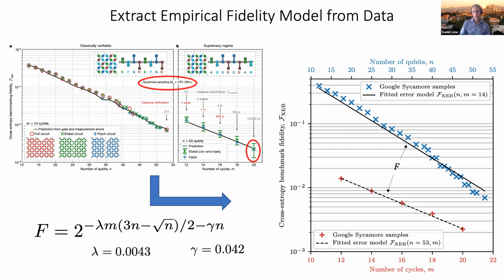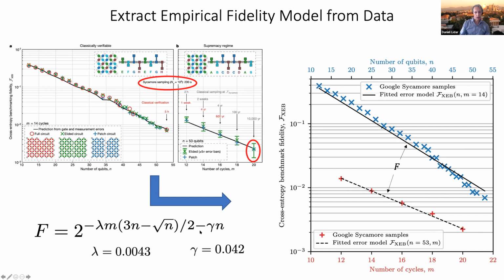So this graph on the right is exactly the same data as the two graphs on the left, just presented jointly. The red crosses are what happens when you fix the number of qubits at 53 and you increase the number of cycles. And the blue data is fixed number of cycles as a function of the number of qubits. And so here, for the red data, the fit is really good. For the blue data, the fit is not as good. And that's, I think, actually an interesting problem to figure out how to get a better error model.